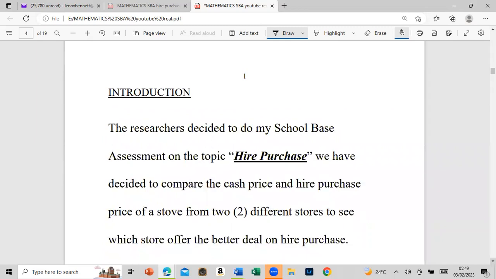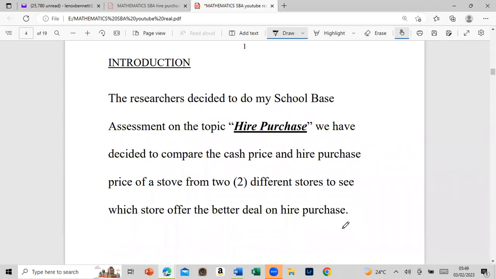So you know that you must have your introduction, and this is where you're going to introduce your topic, so someone taking up the project should know what it's about. My one is a bit concise. So the researchers decided to do, it shouldn't be mine, it should be our, school-based assessment on the topic hire purchase.